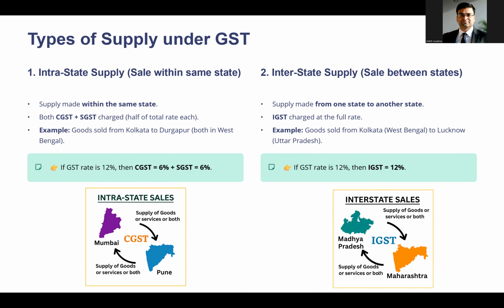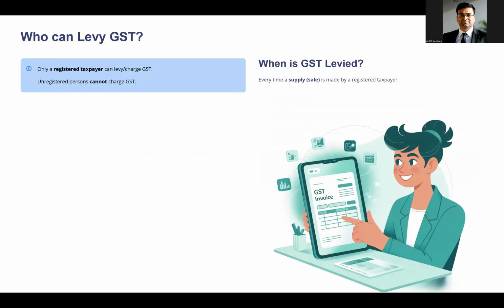And in the case of interstate supply, you will charge IGST, which will be 12%. Right? Let's say a manufacturer in Maharashtra is selling the same mobile phone to Madhya Pradesh. Instead of charging CGST and SGST, he will now charge IGST, but you see the total levy remains the same, that is 12%. Okay.